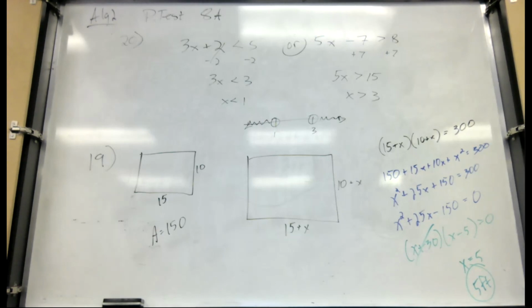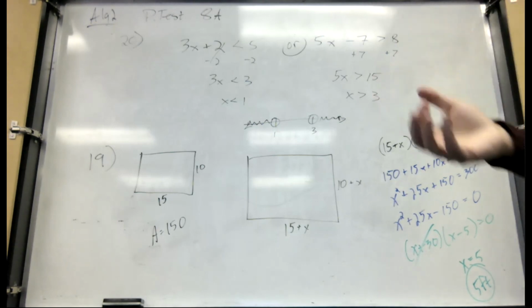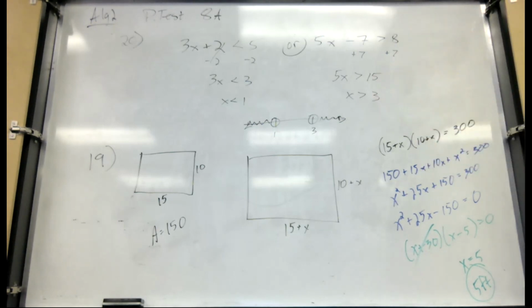But that was nice. Number 20 kind of did the confusing work already for you, and you just had to solve those separate inequalities and graph them like you've been doing since pre-algebra. Okay? You guys feel okay? You feel all right? Okay.